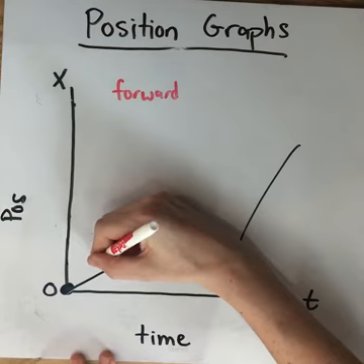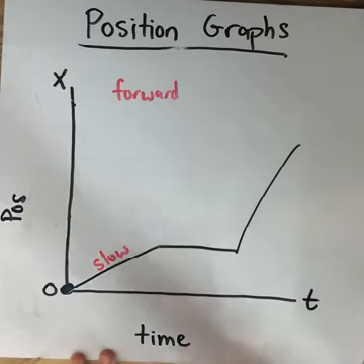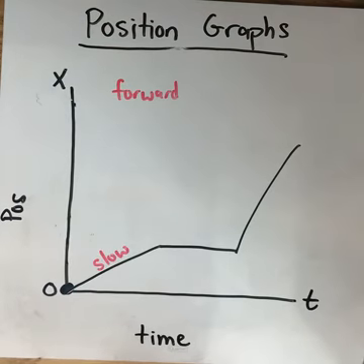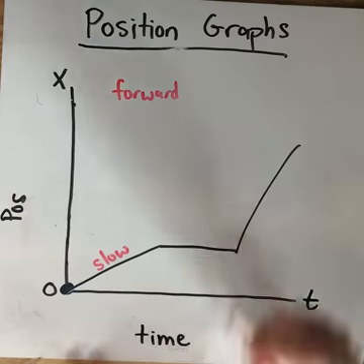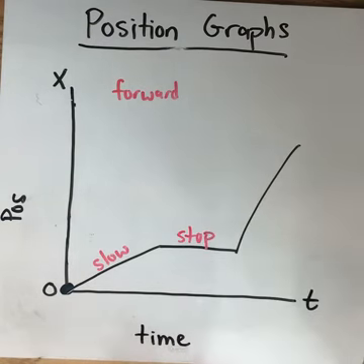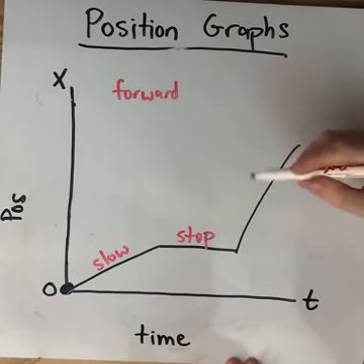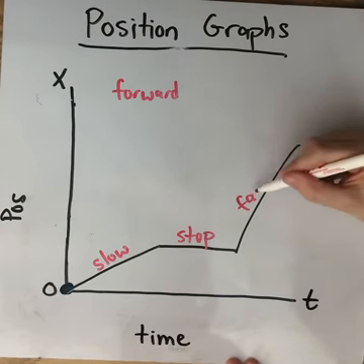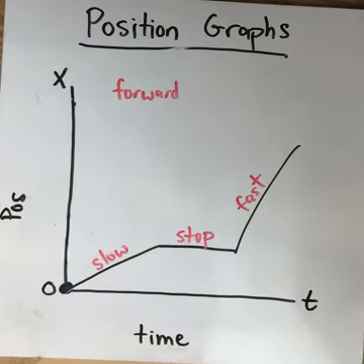At the beginning, this object was going slow. I know that because it's not very steep. Then we have an interval here in the middle where it stopped. The object wasn't moving. Maybe it broke. And then, oh my goodness, look how steep this is. Suddenly, my object is going fast, fast, fast.